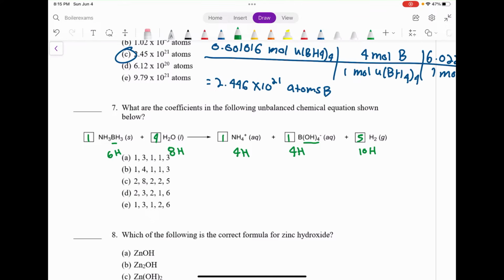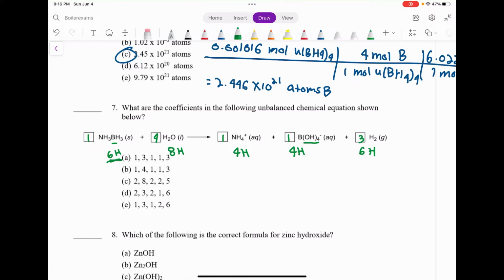So does that look good? Wait. Wait, why are there... Wait, this should be 6. Hold on. This should be 3, because we want 6 H's. Okay.